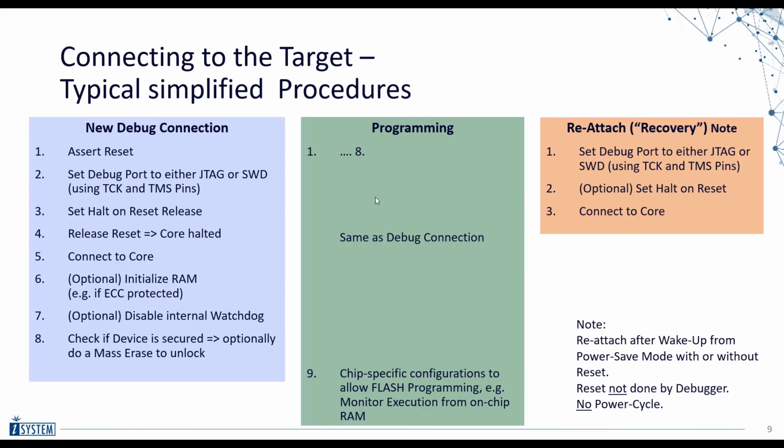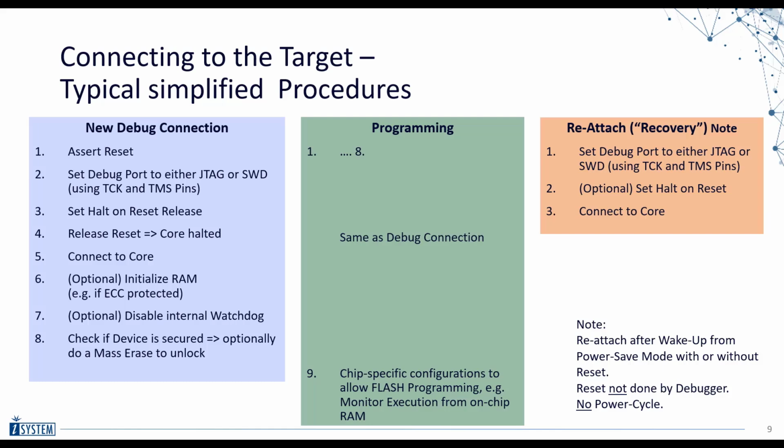Followed by that, halt on release from reset functionality in the core gets enabled to make sure that the M4 core immediately enters debug halt mode after releasing from reset. Once the M4 core is out of reset and in debug halt mode, the debugger can connect to it, for example, read out core registers.